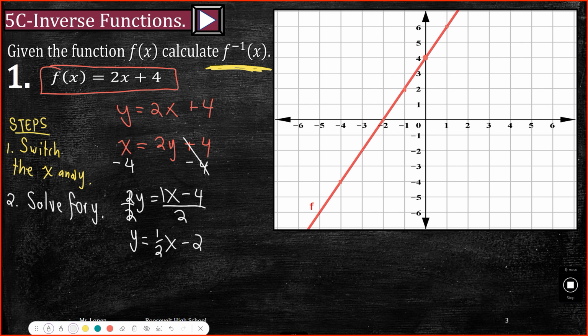All right, so we solved for y. Last part, number 3: replace y with f inverse of x. So y is going to become f inverse of x, and that equals 1/2 x minus 2.